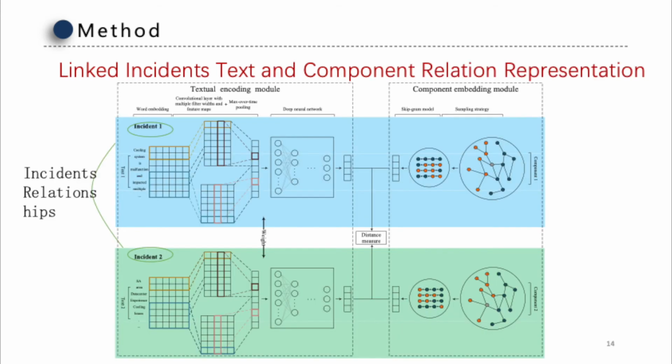And finally, we combine both text and component structure by using a threshold to control whether two incidents are related.